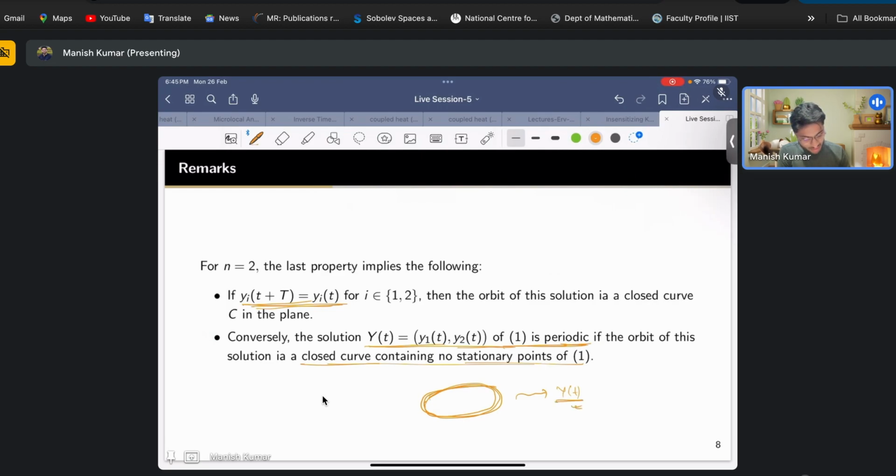And it is clear from this graph, that's how this orbit is defined. Orbit is nothing but the graph of this y of t, not graph, but if you eliminate the t, it is the projection of the graph on this plane, right?